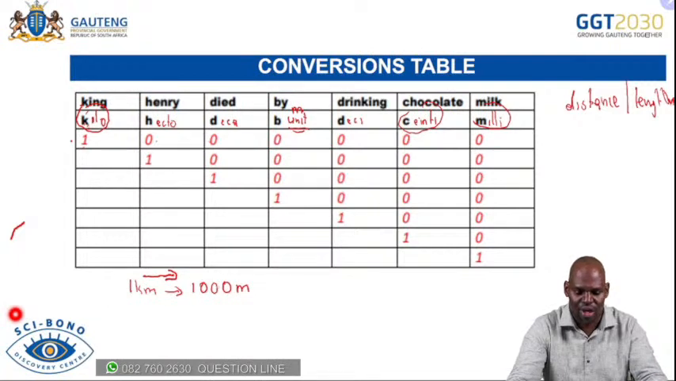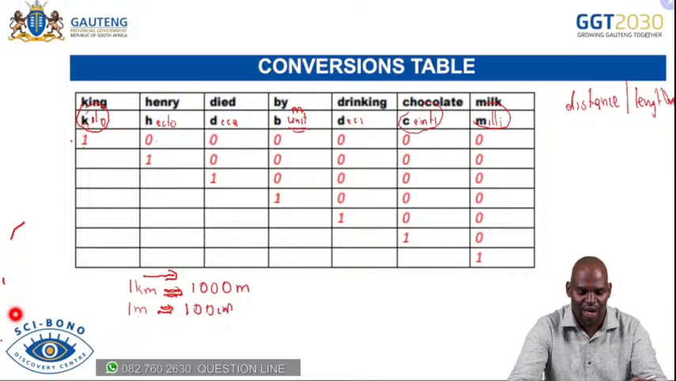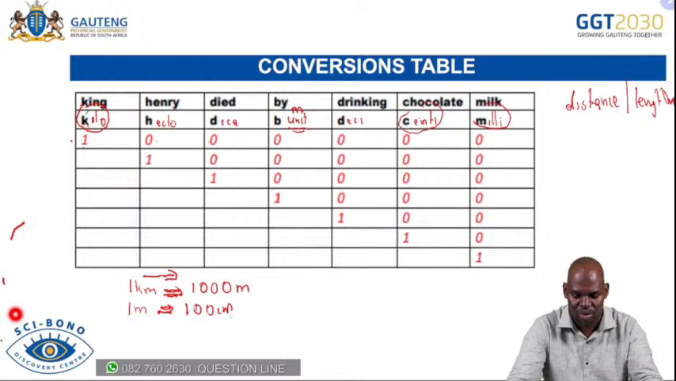Then I can choose any other unit. Let's say now I've got a meter there. Then there's 1 below a meter. From meter to centimeter, you can see that 1 meter equals 100 centimeters. Then again, if I convert from a meter to a centimeter, I multiply by 100. But if I convert from a centimeter to a meter, I divide by 100, and so on. You can choose any other.